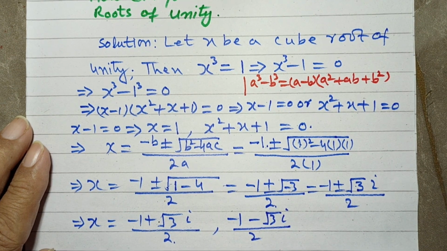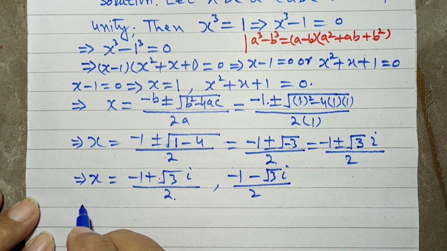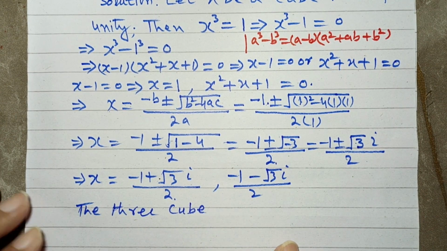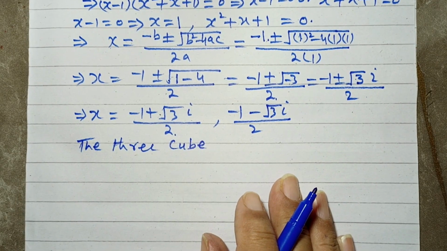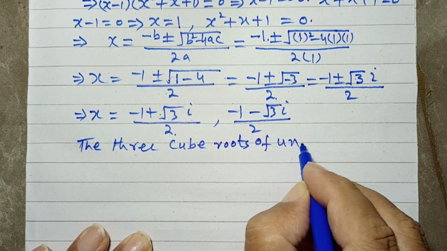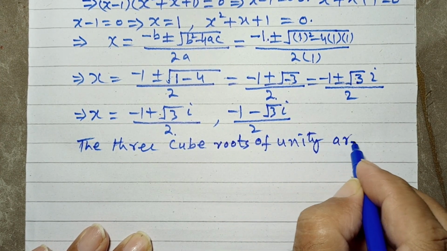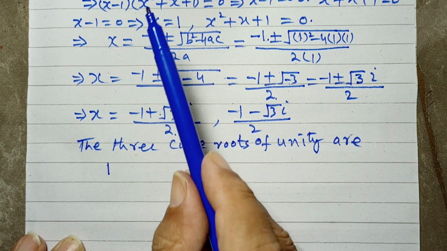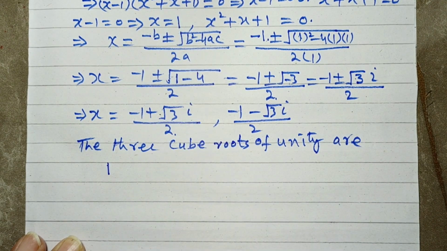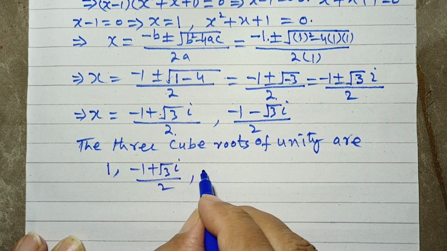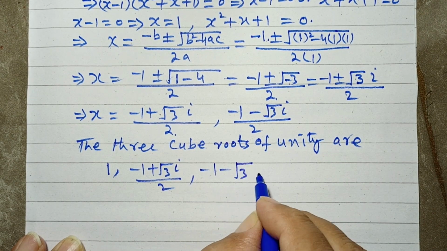So the three cube roots of unity are 1, minus 1 plus square root of 3 iota divided by 2, and minus 1 minus square root of 3 iota over 2.